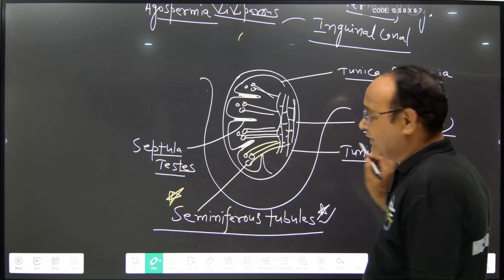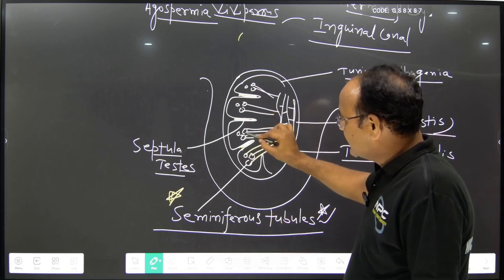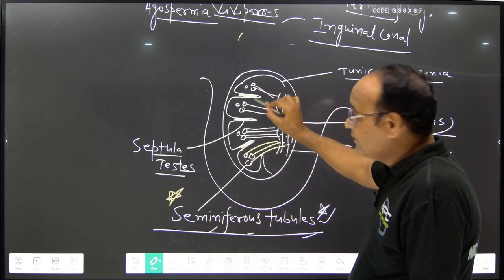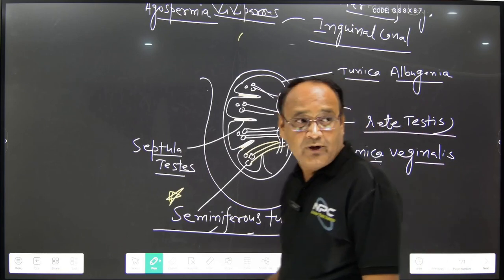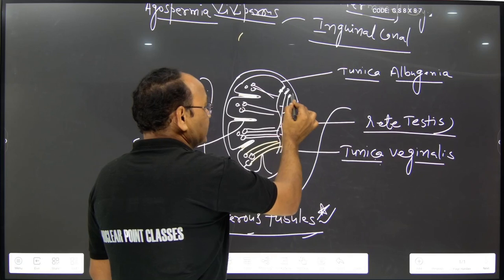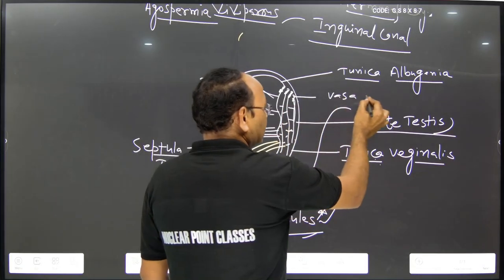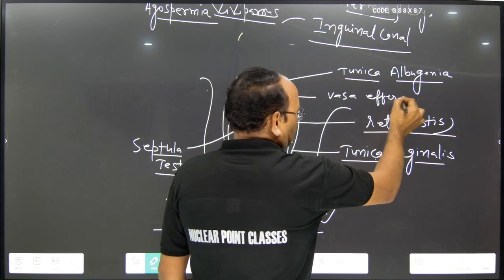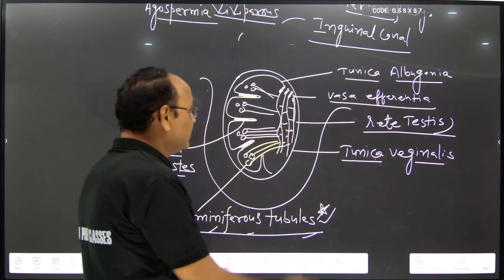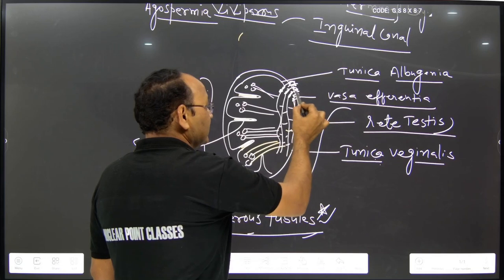Outer layer is tunica vaginalis, inner layer is tunica albuginea. The structural and functional unit of testes is called seminiferous tubules. These are septula testes. Now these rete testes combine to each other and form some structures. These highly coiled structures are known as vasa efferentia, and this vasa efferentia comes out from the testes.